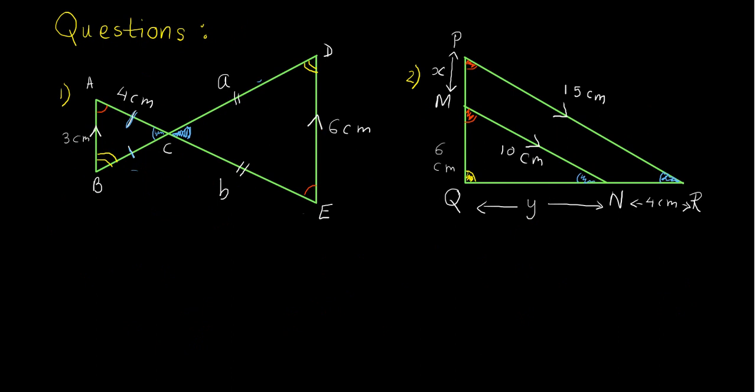So angle BAC and angle CED are alternate angles. They make a Z shape, and alternate angles are equal. So these two angles are equal. Similarly, these two angles are also equal: angle ABC makes a Z shape with angle CDE. They're also alternate angles, and they're equal. And angle ACB is equal to angle DCE, and the reason for that is they are vertically opposite angles, and vertically opposite angles are equal.